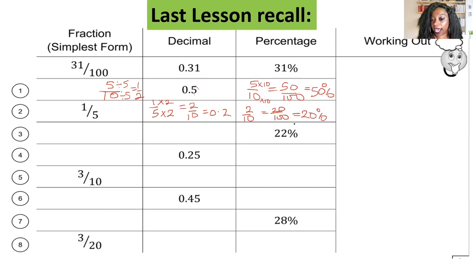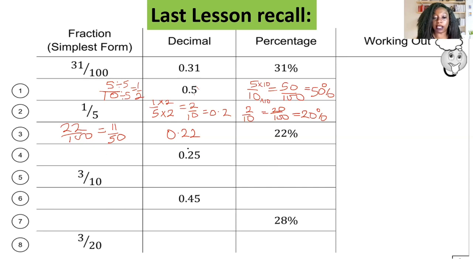For the next bit here, you have 22%, which is the same thing as 22 over 100 as a fraction. They want it in the simplest form. You divide by 2 because you can halve both of them, and you get 11 over 50. And this bit now becomes 0.22 because you have 22 over 100. You move your full stop twice to the left when you're dividing, and you're moving twice because you've got 2 zeros there.